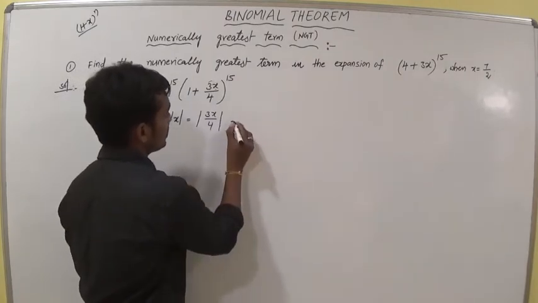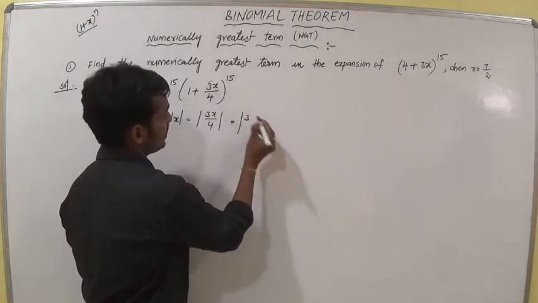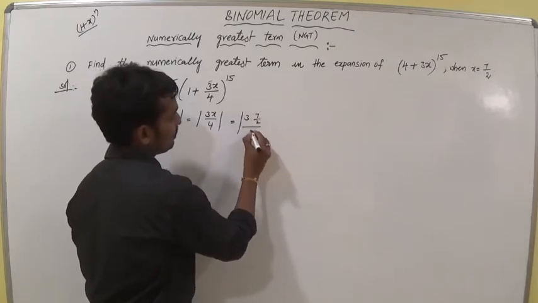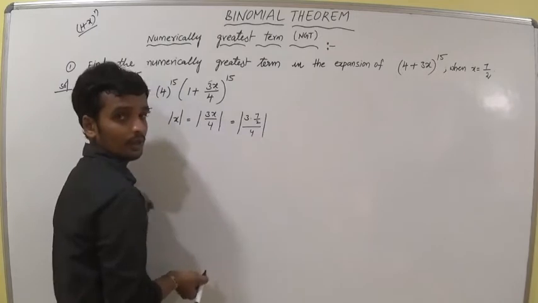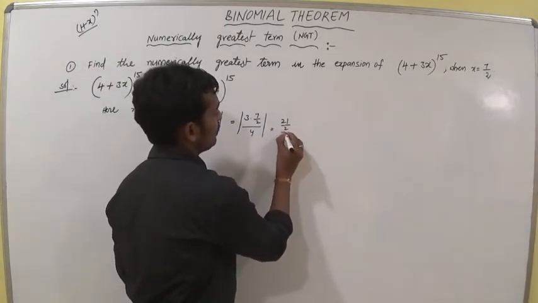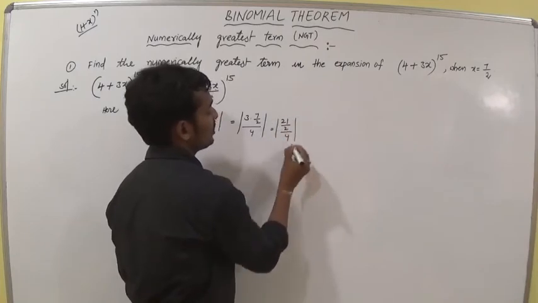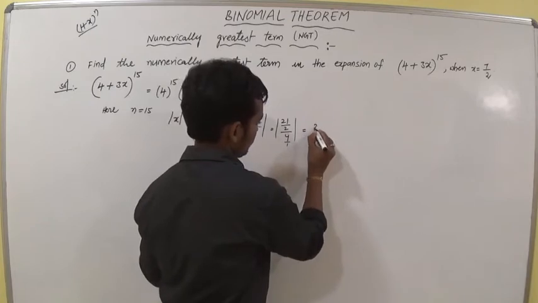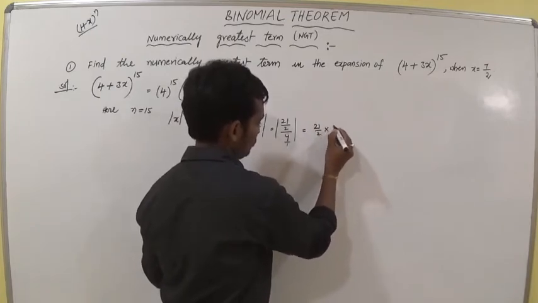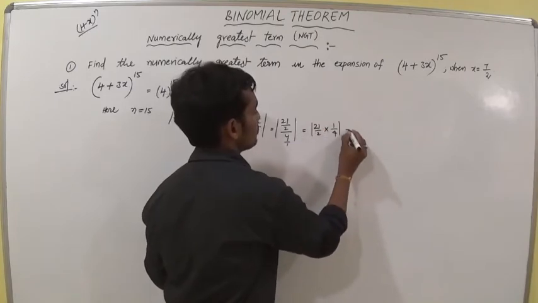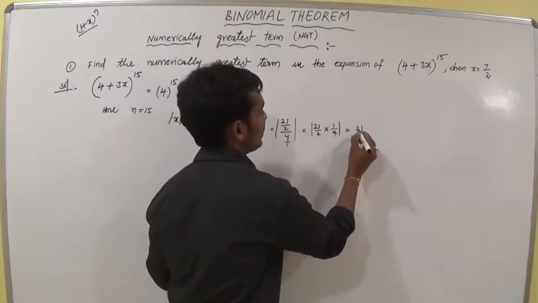Now I am substituting here. Mod of 3 into x value, 7 by 2, by 4. That is equal to, I am getting 21 by 2 by 4. What is the value of 21 by 2? This is the 1, so it becomes reciprocal. That means 21 by 2 into 4 by 1 means 1 by 4. So that is equal to, I am getting 21 by 8.